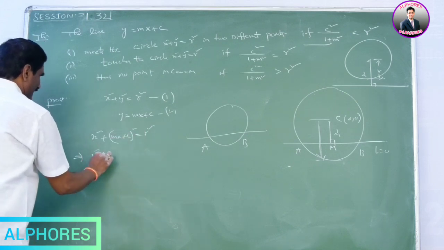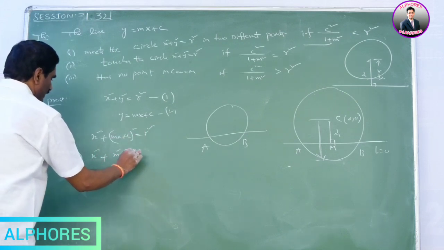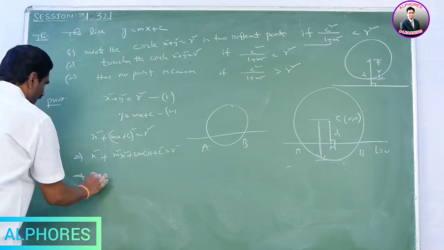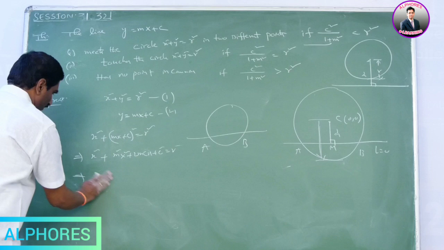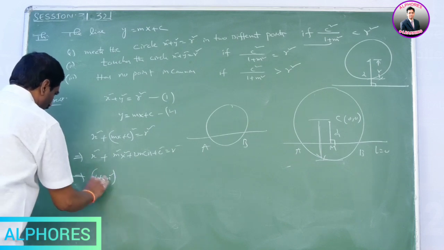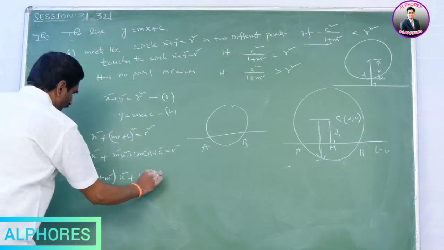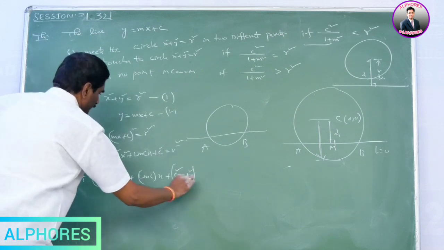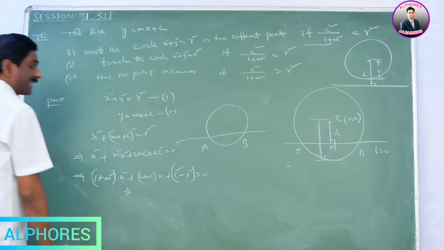That means x square plus m square x square plus 2mcx plus c square is equal to r square. That means (1 plus m square) into x square plus 2mc into x plus c square minus r square is equal to 0. Please observe this value. It is a quadratic in x.